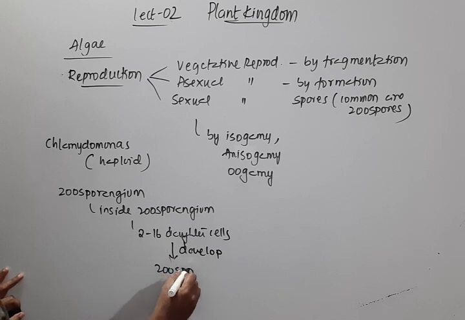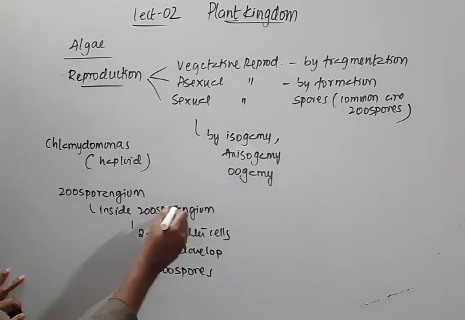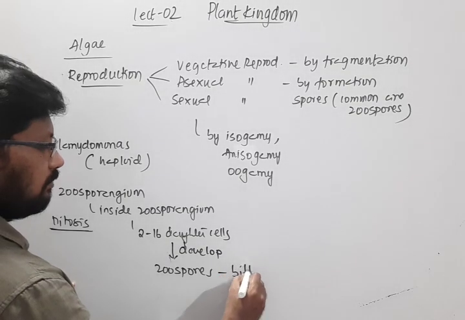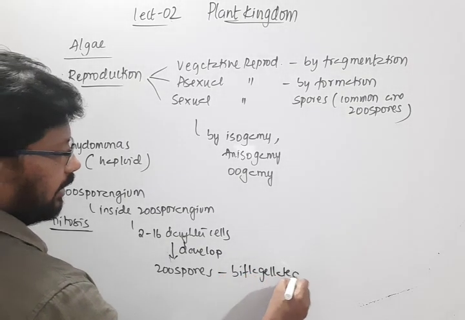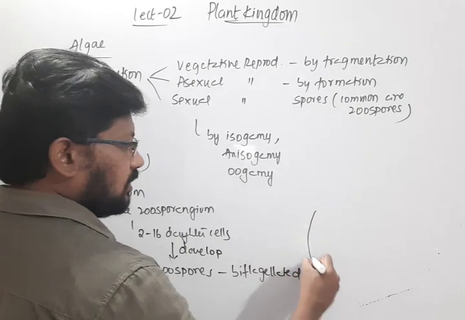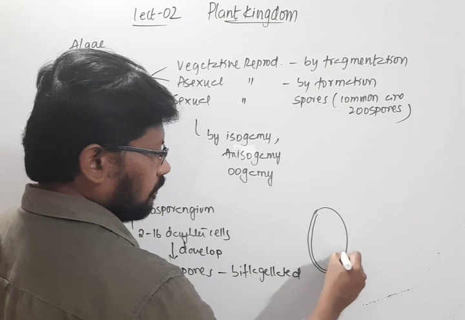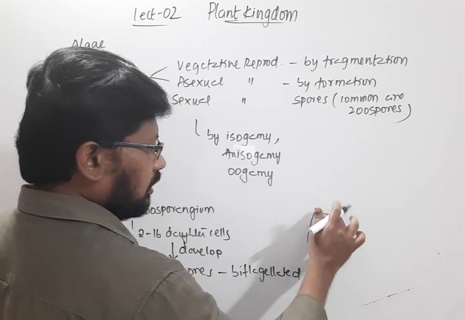Of course, the cell division involved is mitosis. So here the cells undergo mitotic division and finally result in the formation of zoospores. And here the zoospores are flagellated, actually biflagellated. So they look in this way.